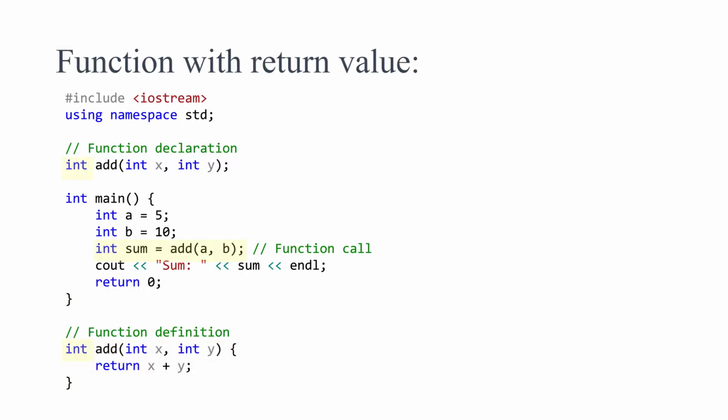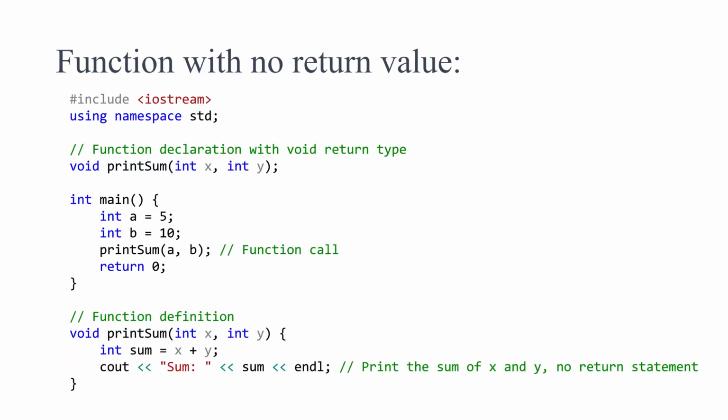Functions can either return a value or have no return value. The difference lies in the function's return type and how it is used in the program. In this example, the add function returns a result, which is integer type. So we need to put int before the function name, and in the function call, we assign the result to a variable.